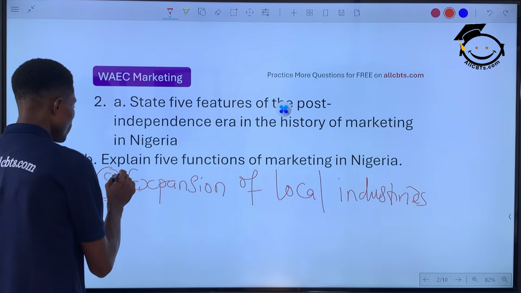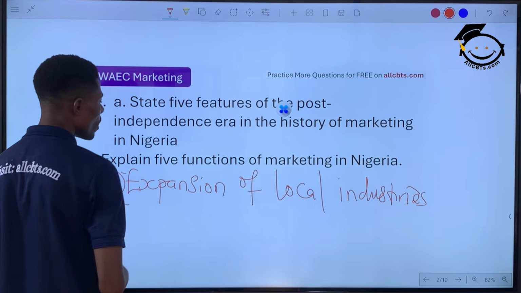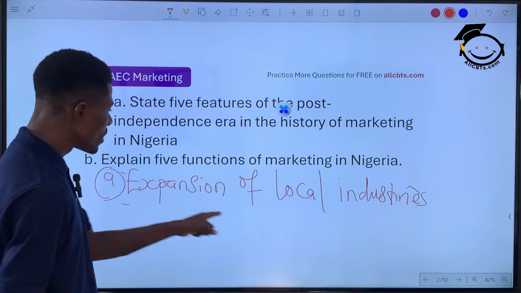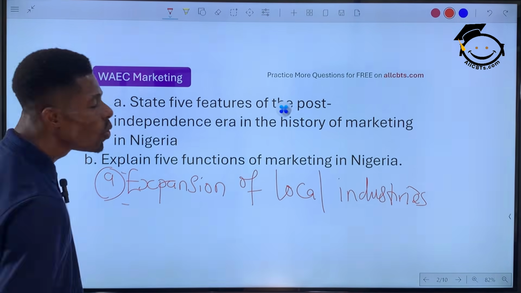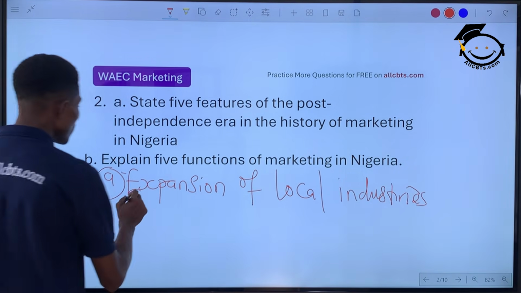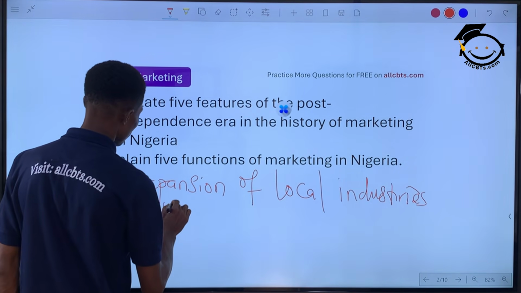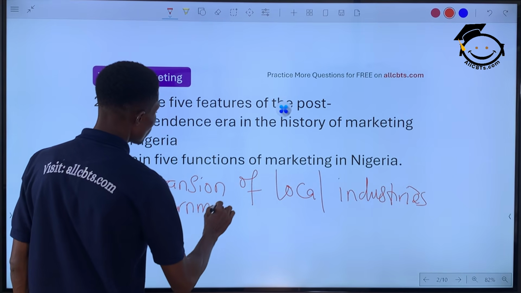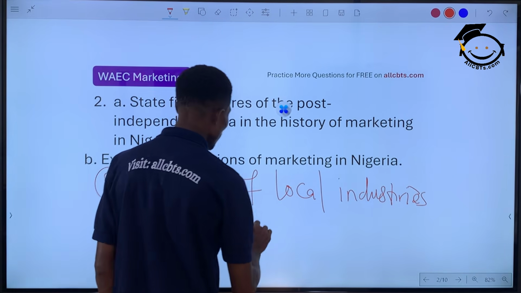What's the second thing? That's the first one. The first one is expansion of local industry. Second thing, government participation. Government participation in trade.